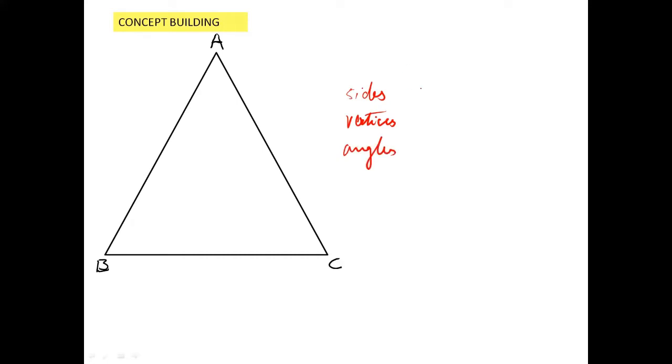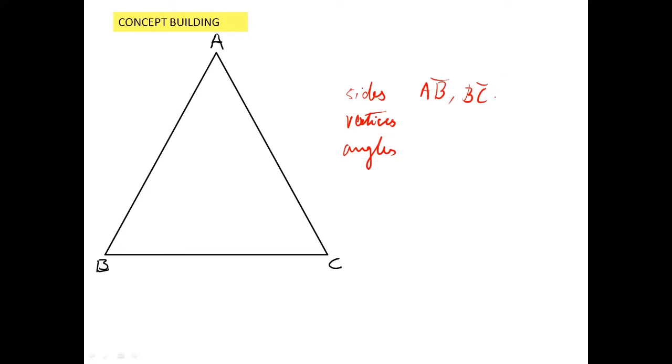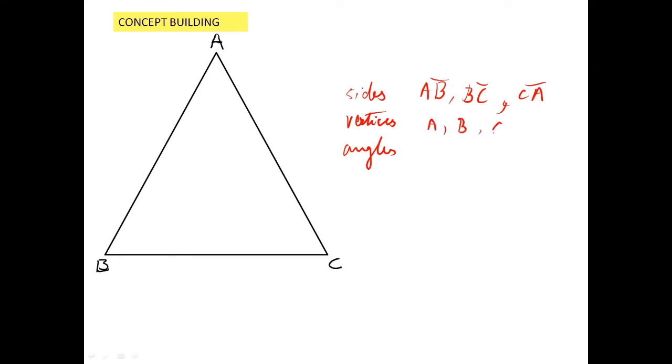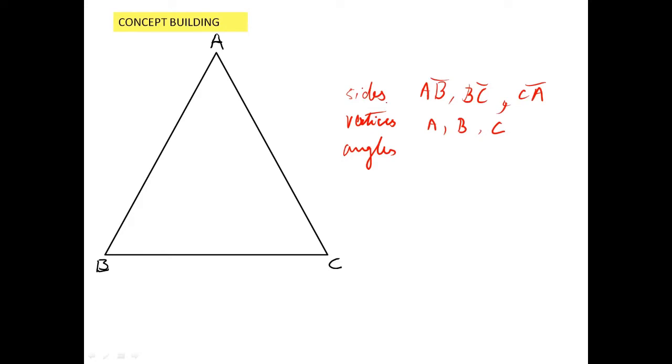Now when I talk about sides, we know the sides are AB, BC, and CA, right? And the vertices are A, B, C. Okay. So how else can you name the side? Can you name the side only in this way? Is it possible to name the side in any other way? We can have small letters a, b, c, opposite.